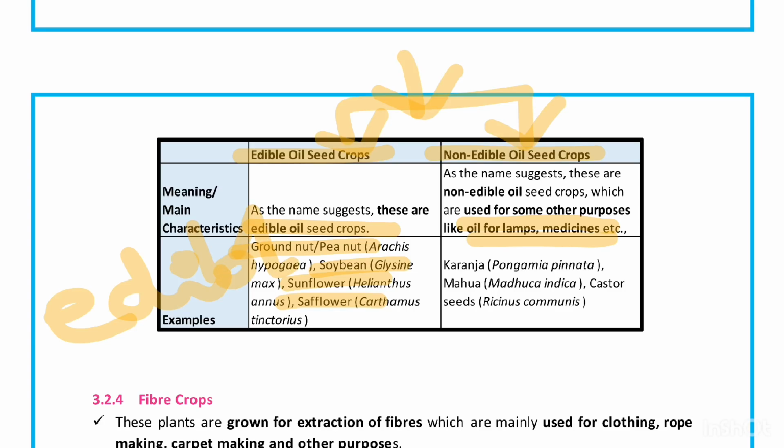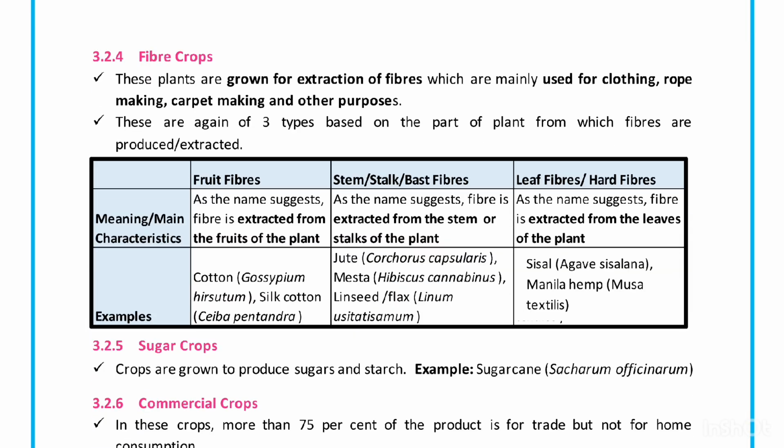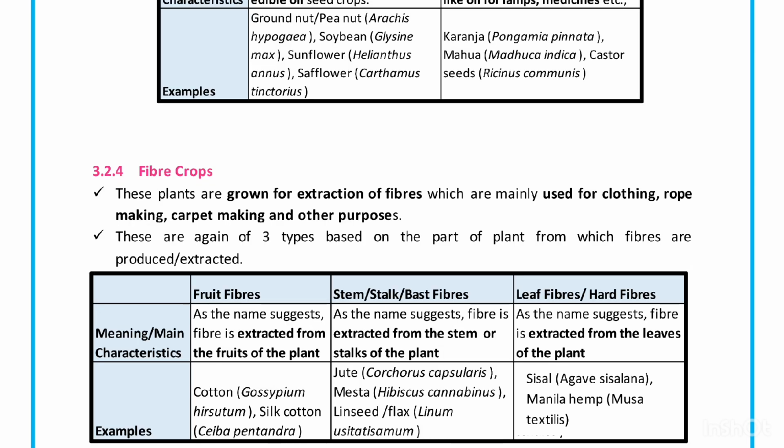On the other hand, there are non-edible oils like karanja, mahua, and castor seeds. These cannot be used for consumption, but they can be used for other purposes, like lubrication and medicinal purposes, and so on. Examples here are karanja, mahua, and castor oil. That is also an example of a non-edible oil seed crop.